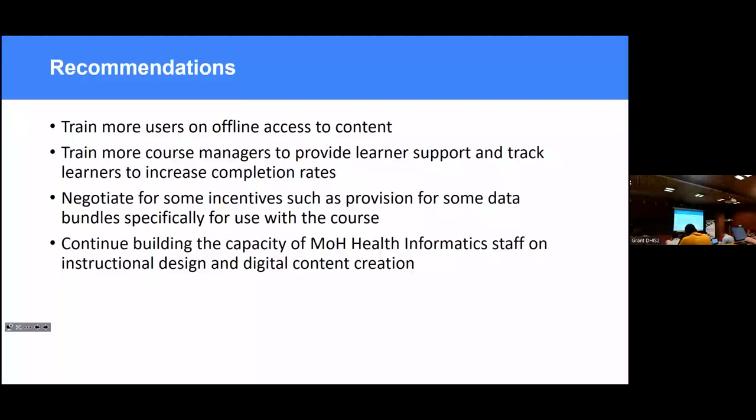And of course, we are also working towards a continuous capacity building for the health informatics division, to be able to keep on updating the content. Next slide, please.